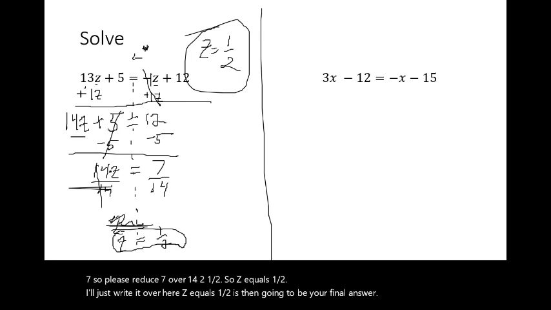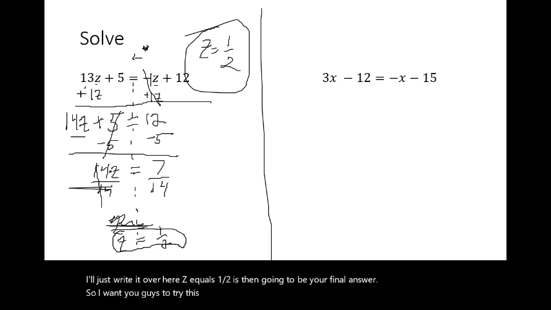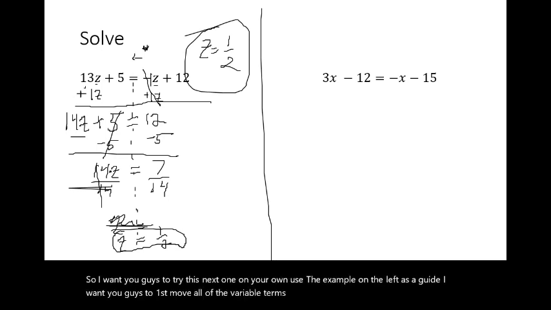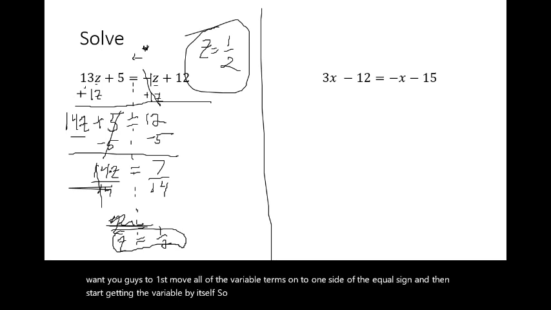So I want you guys to try this next one on your own. Use the example on the left as a guide. I want you guys to first move all of the variable terms onto one side of the equal sign and then start getting the variable by itself. So go ahead and pause the video and then resume when you're ready to check your answer.